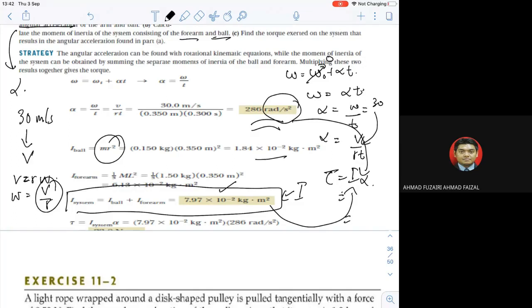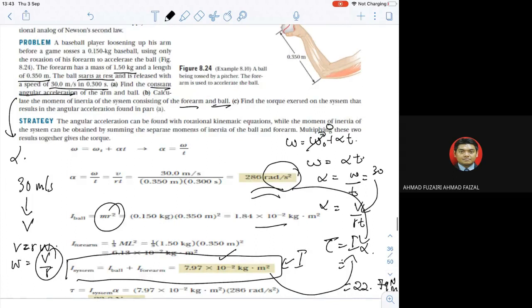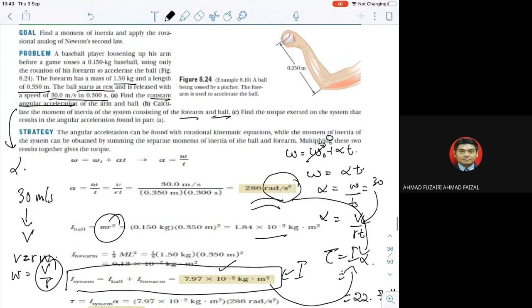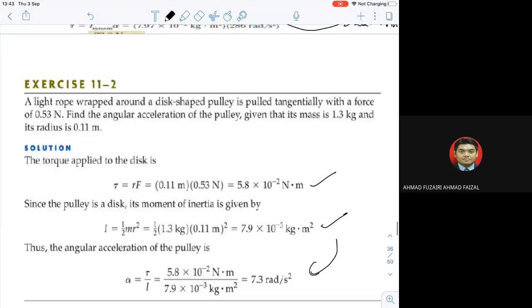The answer will be 22.79 Newton meters. Okay, so that is good. This is a very good example where we can connect the rotational kinematics, the one that we learned last week, and the one we learned today. Rotational kinematics together with rotational dynamics.